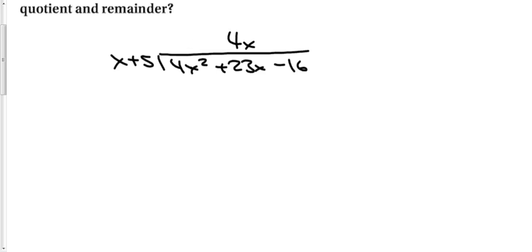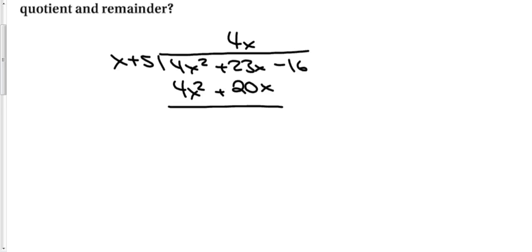Okay. Now I am going to multiply this 4x by both of these to get my term to put underneath. Okay, so that would be 4x times x gives me my 4x squared. 4x times 5 gives me a 20x.